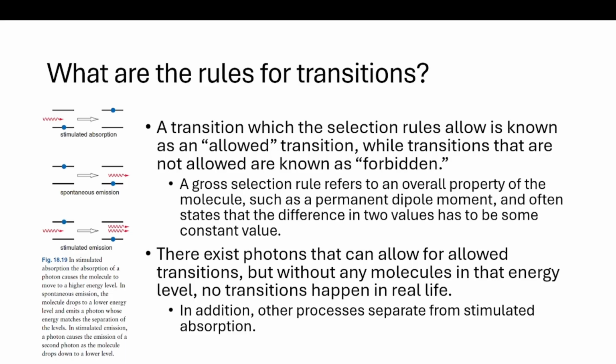And one such selection rule is known as a gross selection rule, which refers to an overall property of a molecule, and often states that if we have two values, the difference in those two values has to be some constant value. Now, there are photons that can allow for allowed transitions, but without any molecules in that energy level, no transitions happen in real life. It's kind of like preaching a message to a crowd, but nobody pulls up. It's like doing a concert, but nobody even books tickets to your concert, pretty much.